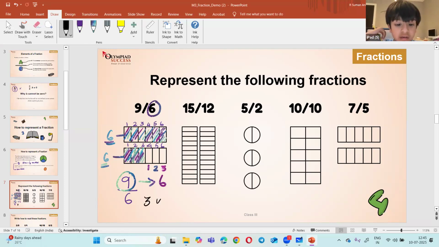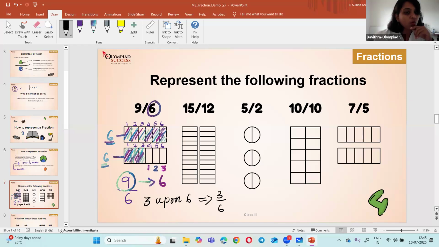6 is right. 3 upon 6. All right, Jaivir. So that is how we tell the fraction orally. This is told in this form. 3 upon 6 is how we write this mathematically in this way. Clear now? So this one part I have explained.